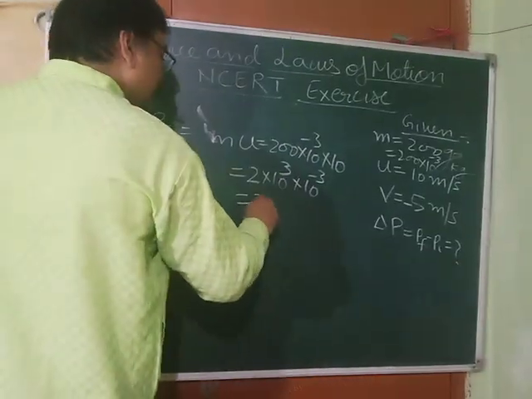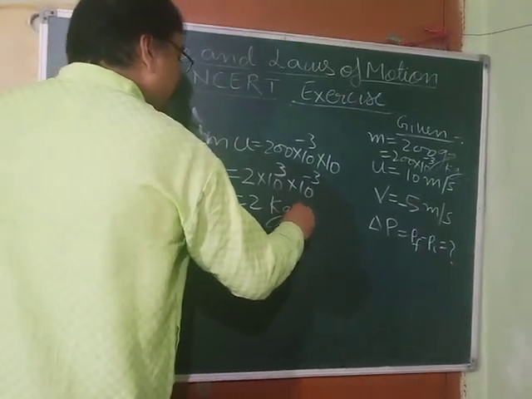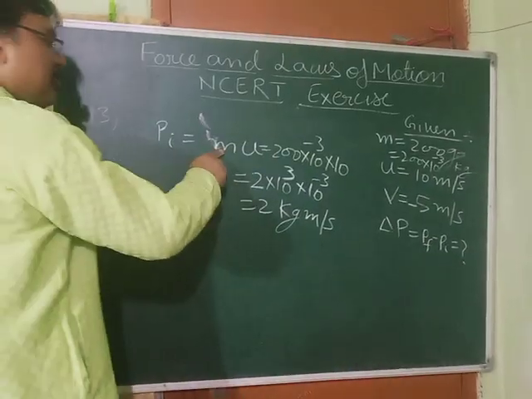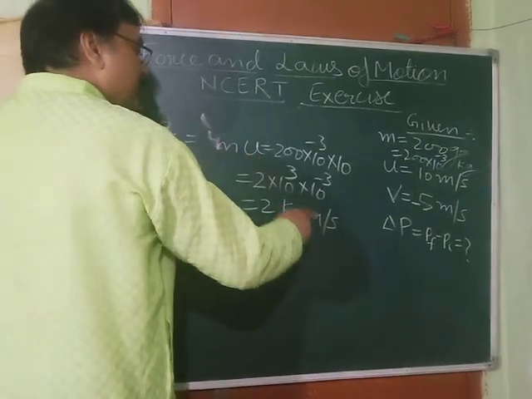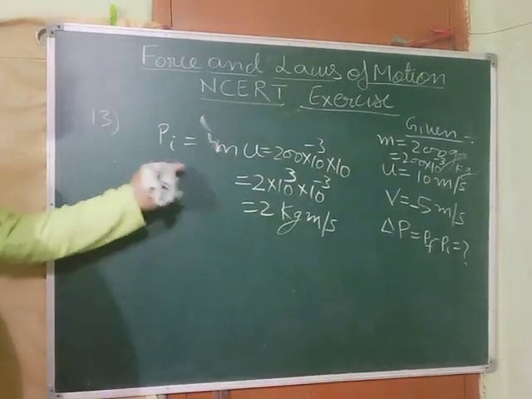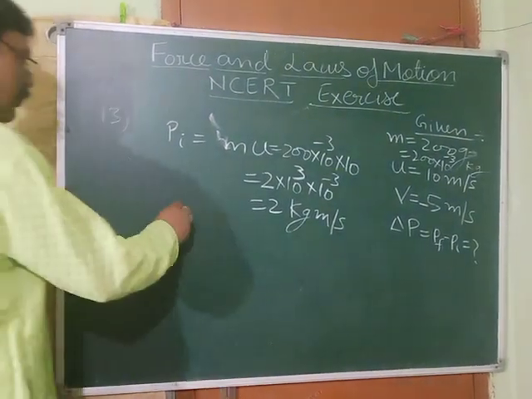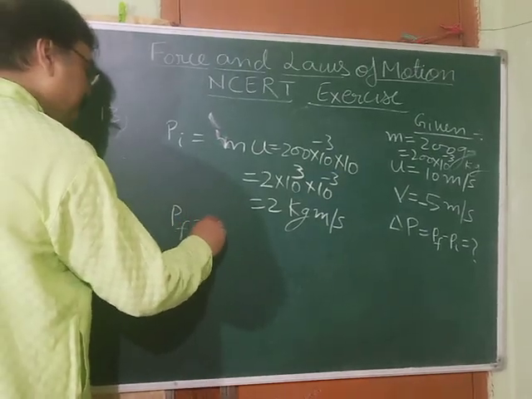And what we will get? 2 kg meter per second. Why kg meter per second? Because mass has got unit kg, velocity has got unit meter per second. So this is the value of initial momentum. Okay. Now what about final momentum of the ball?